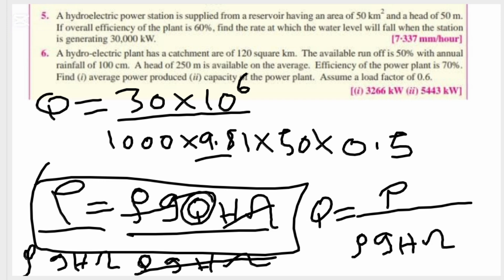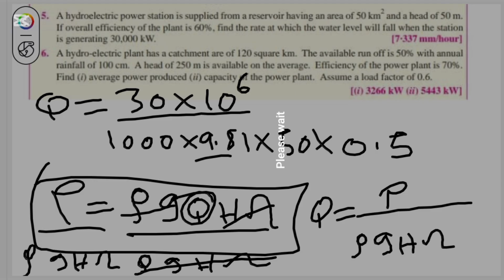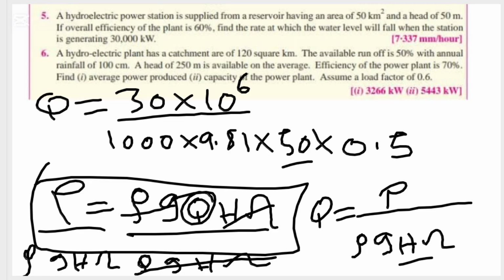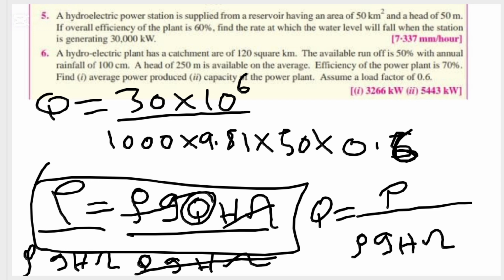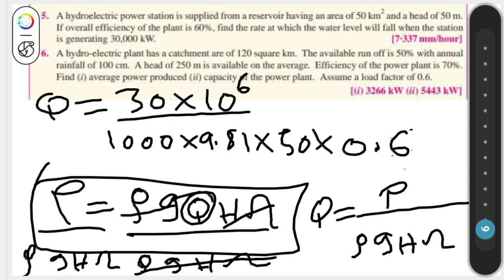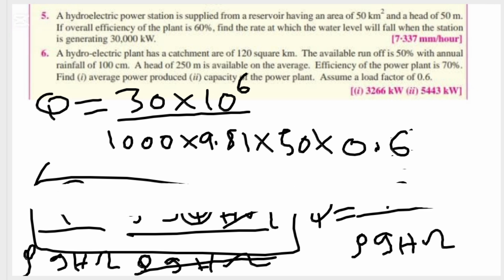As you can see, this is rho, and also this is the gravity, and also this is the height, and also this is the efficiency. But sorry, this efficiency is 0.6. So you have to take note of this.